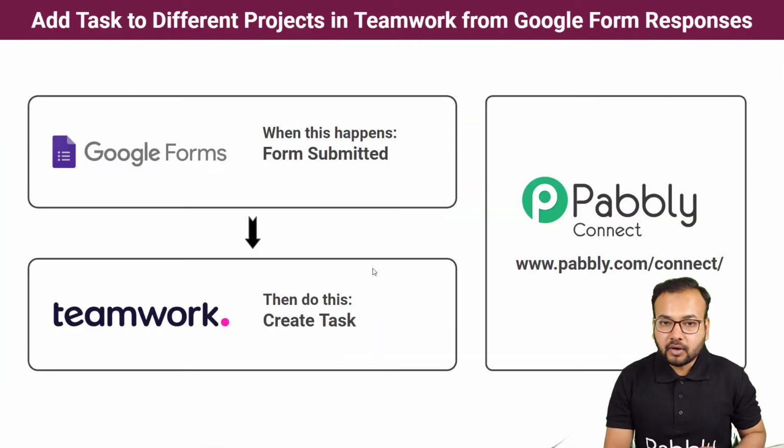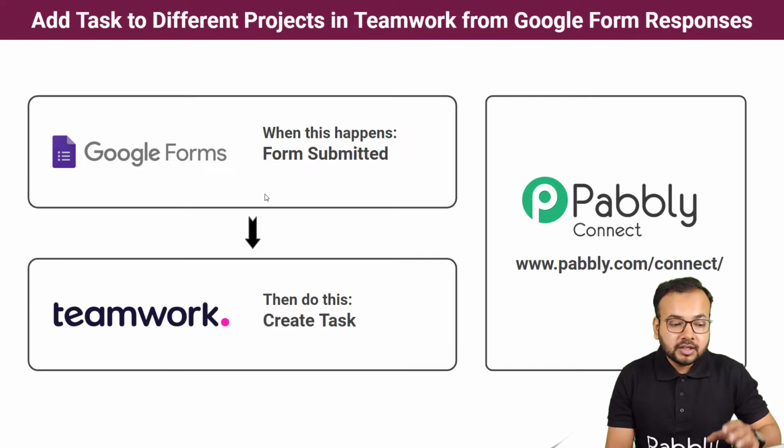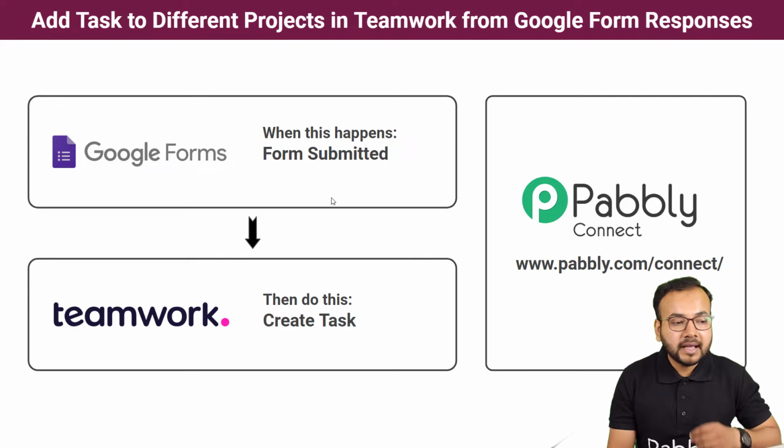So this will be the flow of this automation here. As and when any team member fills and submits this form, a task will be created in a selected project that you can select from Google Forms, and this task will be created in that project in Teamwork automatically. So you need not manually sort out the details of any task and manually create the task in Teamwork in each project one by one. That is going to save a lot of your time and energy.